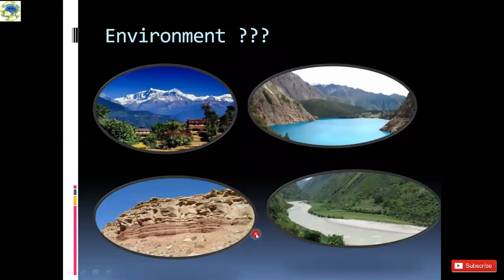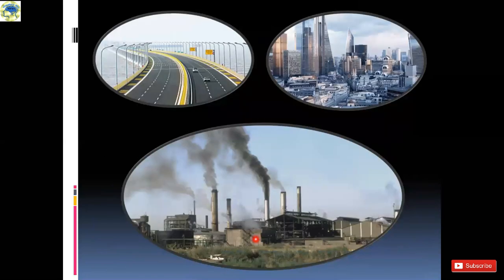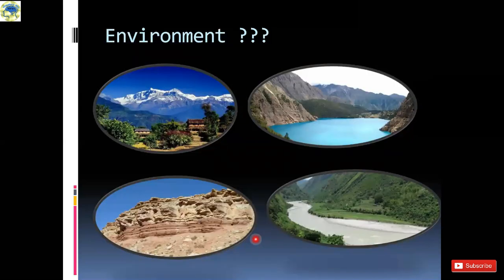Let's think about environment. I have shown you the slides. When we talk about environment, we just think about these things. We think about mountains, we think about hills, lakes, rivers, rocks. But environment means not only these things. We have other things, man-made things as well. These are natural things, they are also included in environment.